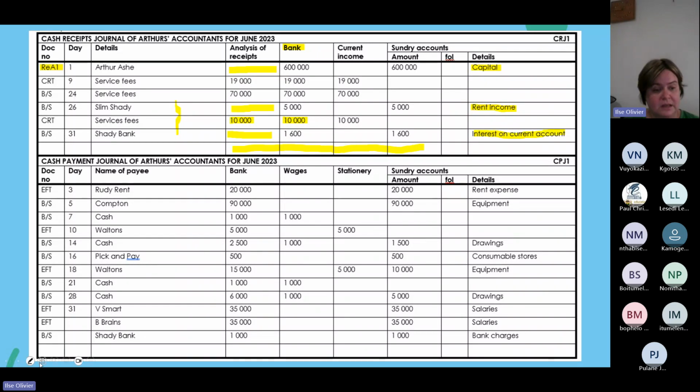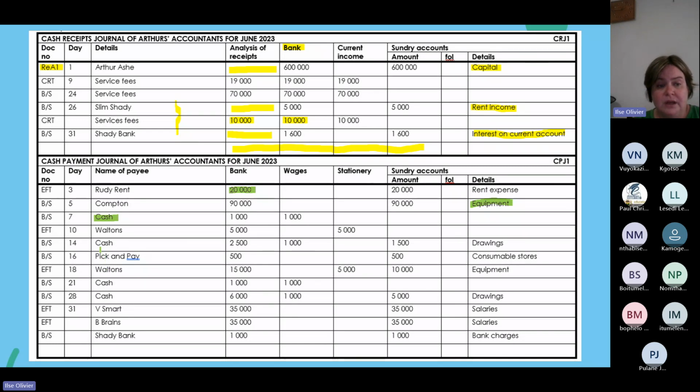Right, let's look at the CPJ quickly, at the few things that are important. The first one was just remember that you paid a deposit and 1 month's rent. That's why it's 70,000 rand. Computers is always equipment. Remember, when you draw cash at the ATM, it is always cash as your name of payee here because you don't pay somebody specifically.